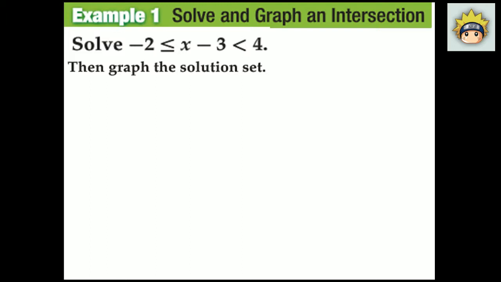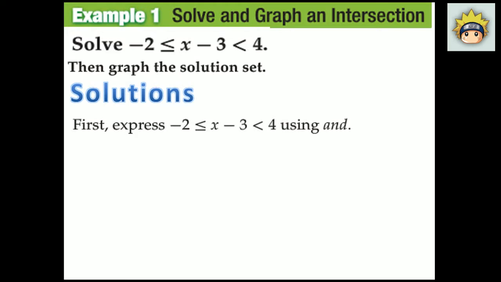You have example 1, solve and graph an intersection. We know that this is an intersection because it is in this compact form here. Then they asked us to solve that compound inequality, then graph the solution set. Here is the solution. First, express -2 is less than or equal to x minus 3, which is less than 4.